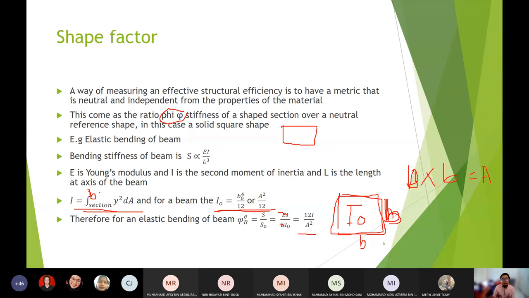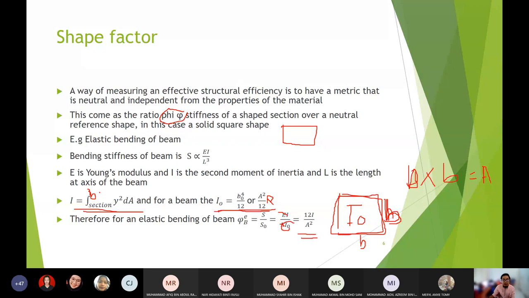This is for the elastic bending of a beam, meaning the second moment of inertia of the shape. Because if I take I out, we get a squared over 12 for the reference, and the equation would be 12 I over a squared. We don't know the shape's I yet, but for I naught we know the formula here.